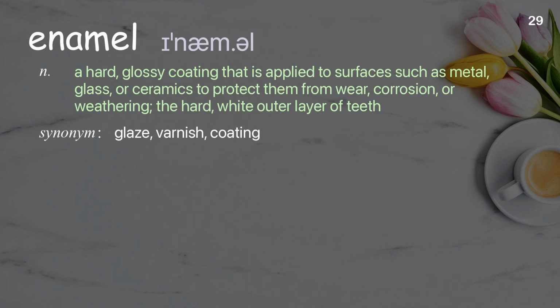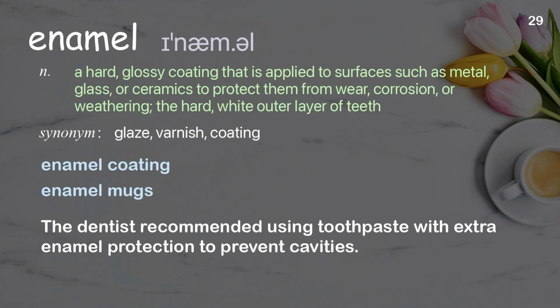Enamel. A hard, glossy coating that is applied to surfaces such as metal, glass, or ceramics to protect them from wear, corrosion, or weathering. The hard, white outer layer of teeth. Examples: Enamel coating. Enamel mugs. The dentist recommended using toothpaste with extra enamel protection to prevent cavities.